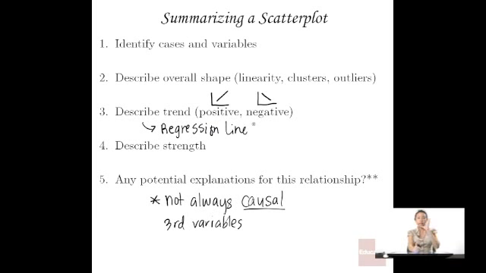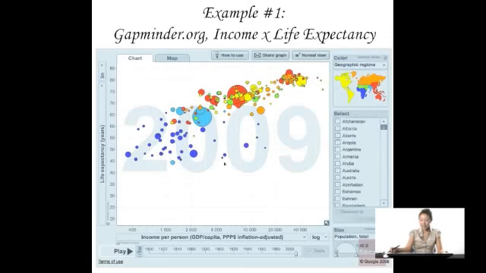Because that really is going to be the equation of that line. And then we're also going to, right now, just describe the strength sort of roughly, but later we're going to find precise quantitative values for strength, and that's going to be called correlation. All right. Now let's move on to some more examples.